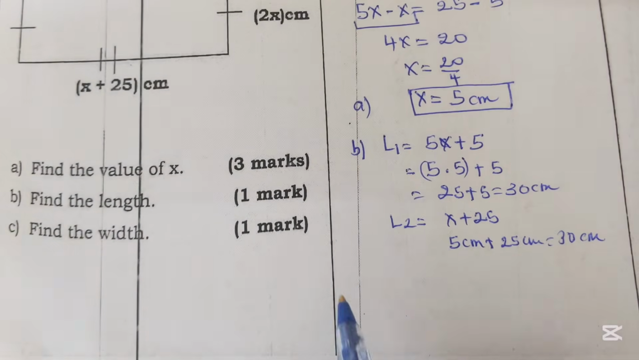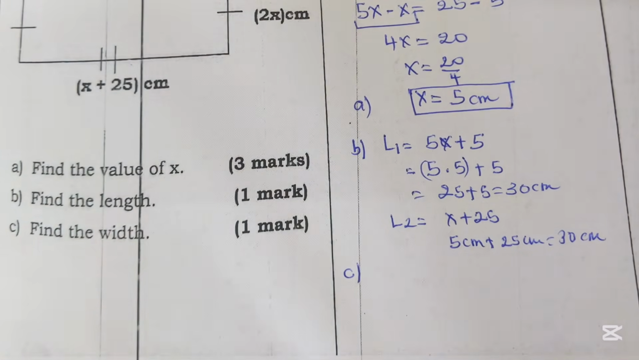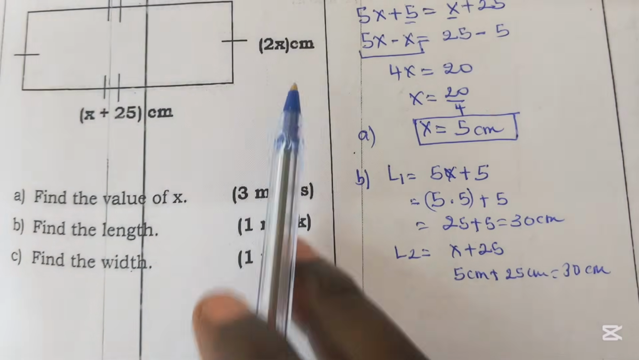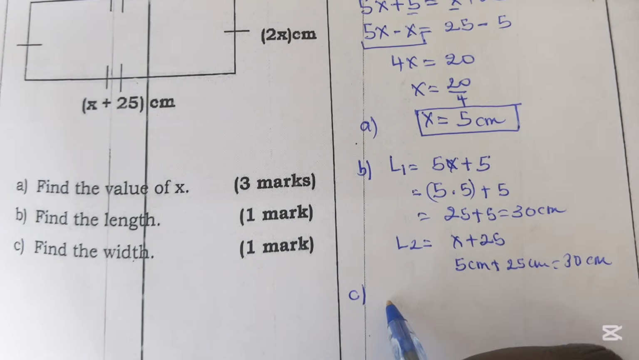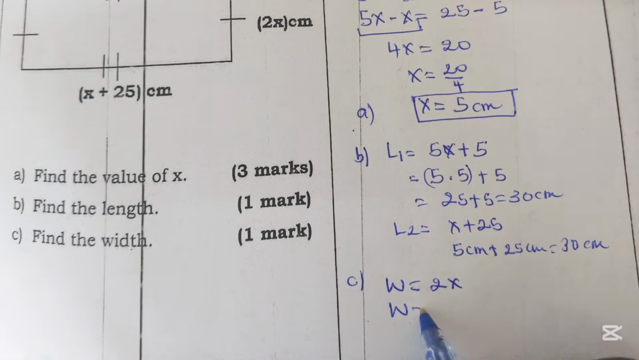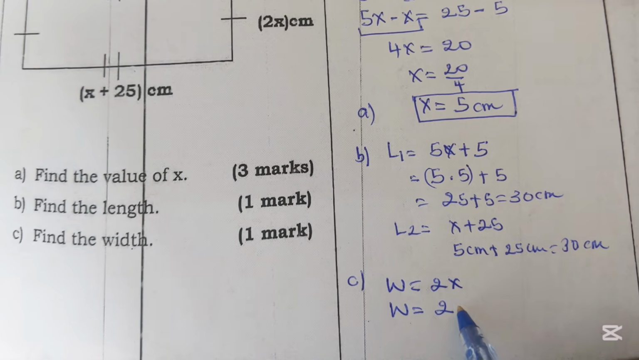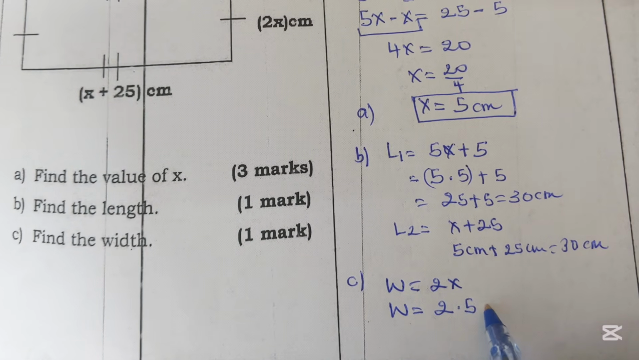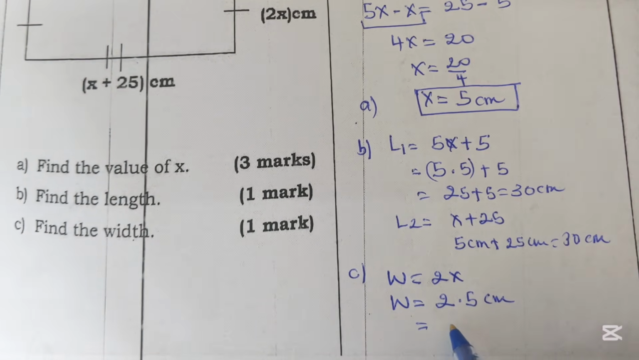Then C, find the width. We have width which is equal to 2x. Width equals to 2x. Then width here will be 2 times 5 centimeter, and width will be here 10 centimeter.